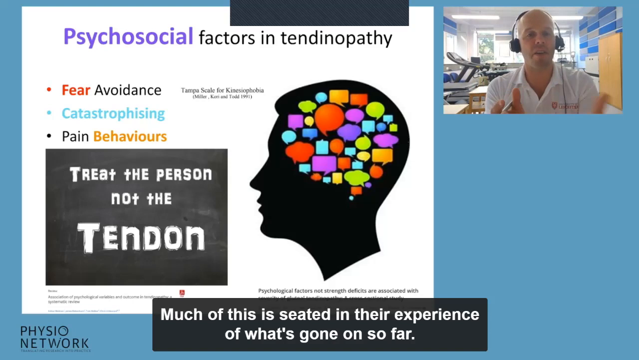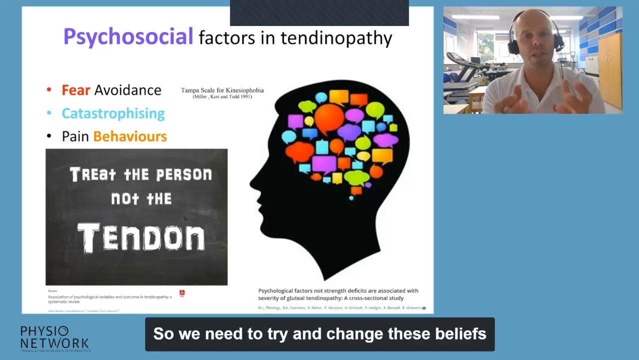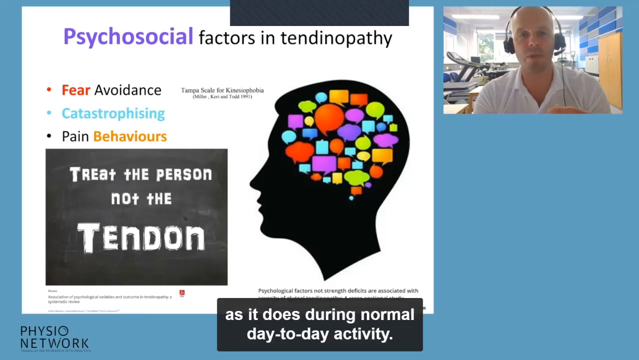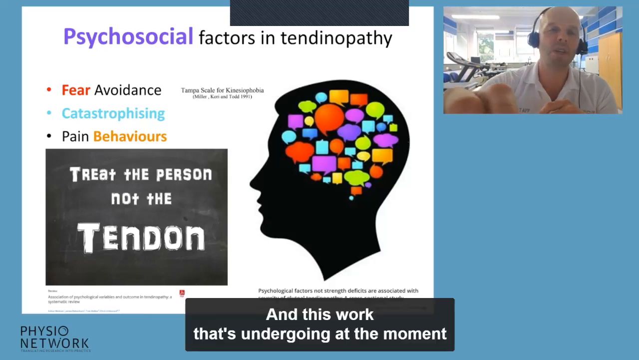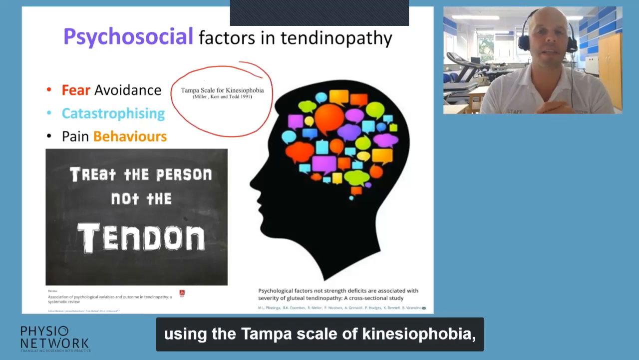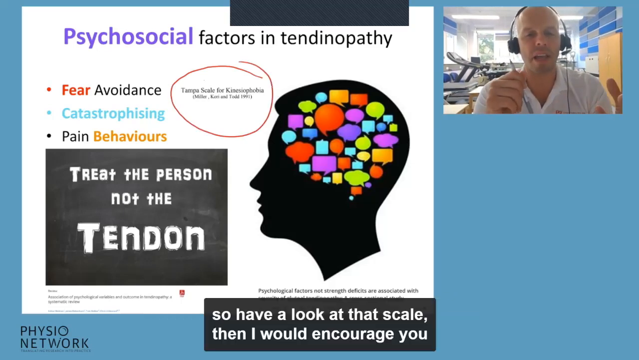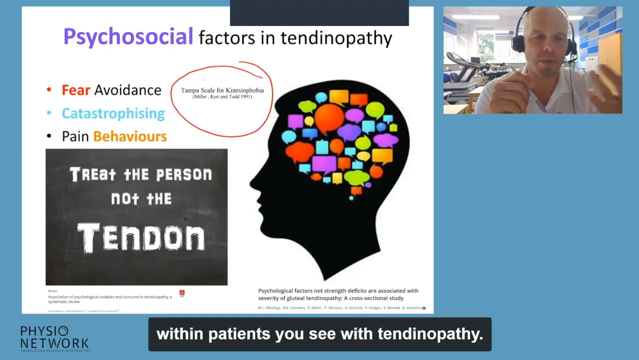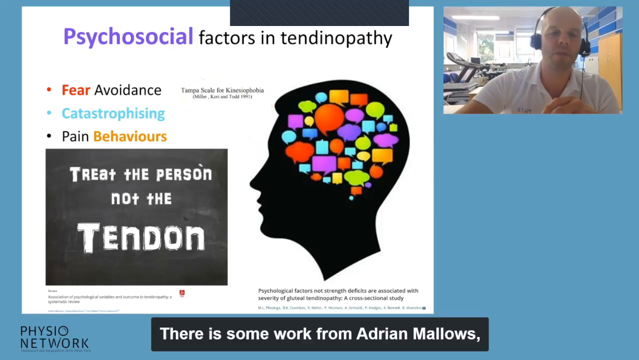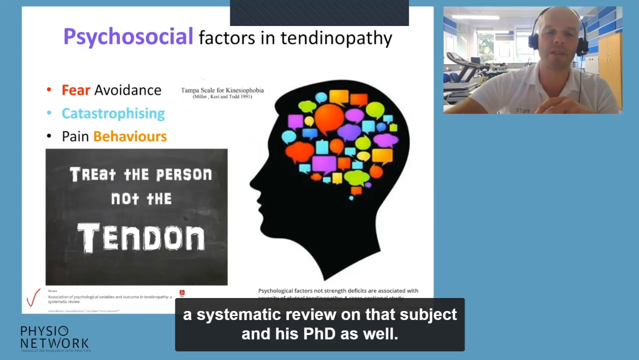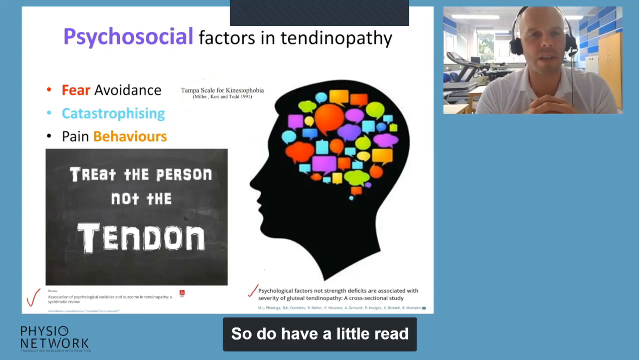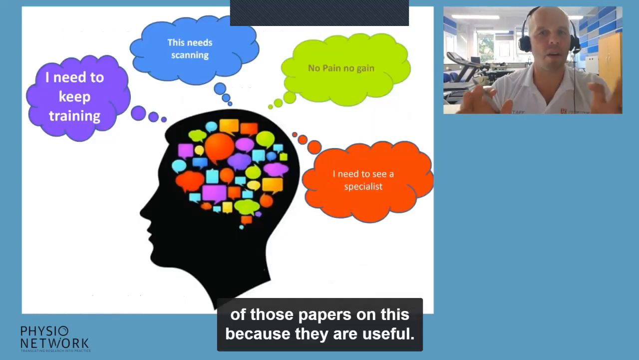And much of this is seated in their experience of what's gone on so far. So we need to try and change these beliefs and show to the patient that their tendon is robust and can cope with large stressors as it does do in normal day-to-day activity. And there's work that's undergoing at the moment using the Tampa scale of kinesthesiophobia. So have a look at that scale, and I would encourage you to use that scale within patients you see with tendinopathy. There is some work from Adrian Mallow's systematic review on that subject and his PhD as well, and Mel Plinsinger as well. So do have a little read of those papers on this, because they are useful.